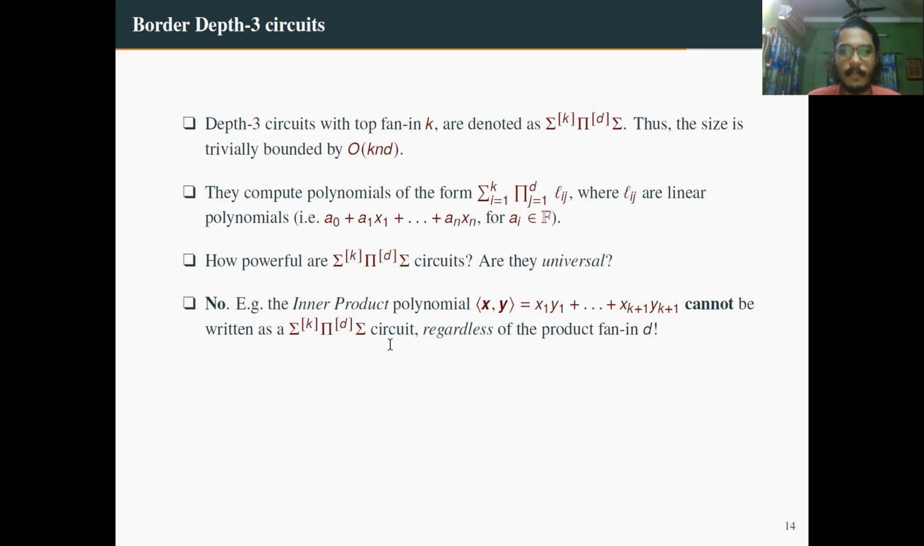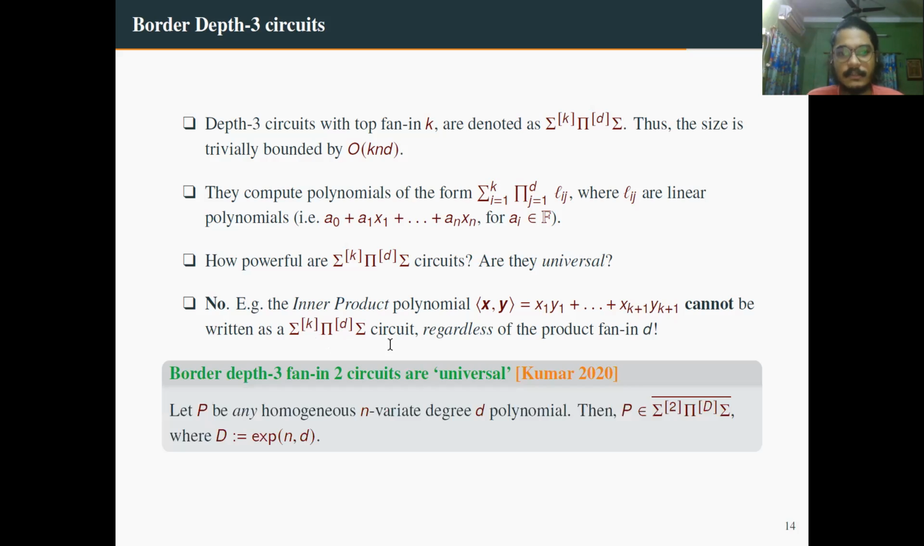It's an impossibility result. However, it turns out that very recently, Kumar in 2020 proved that if you look at the border of sigma pi sigma, the scenario is completely different. It is in fact universal. So what he proved is that if you take any homogeneous n-variate degree d polynomial, then it can be computed as a border depth 3 fan-in 2 circuit. However, the catch is that your product fan-in, at least from the construction of Kumar, is exponentially large.